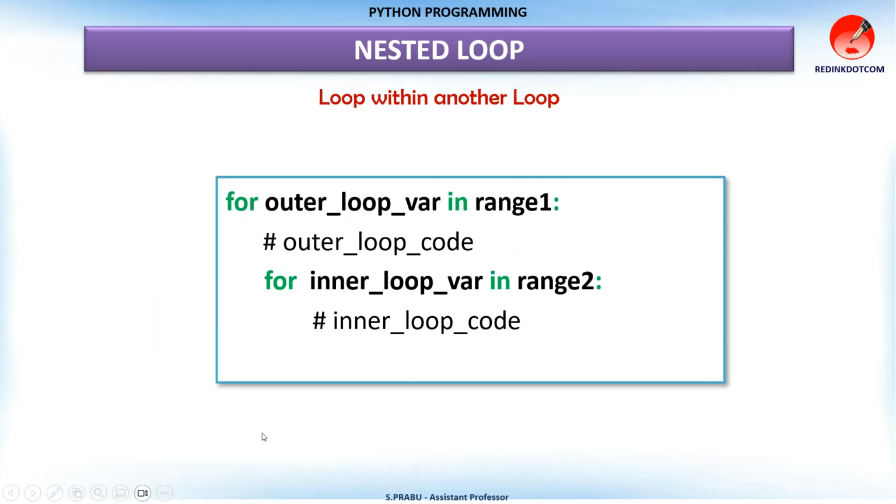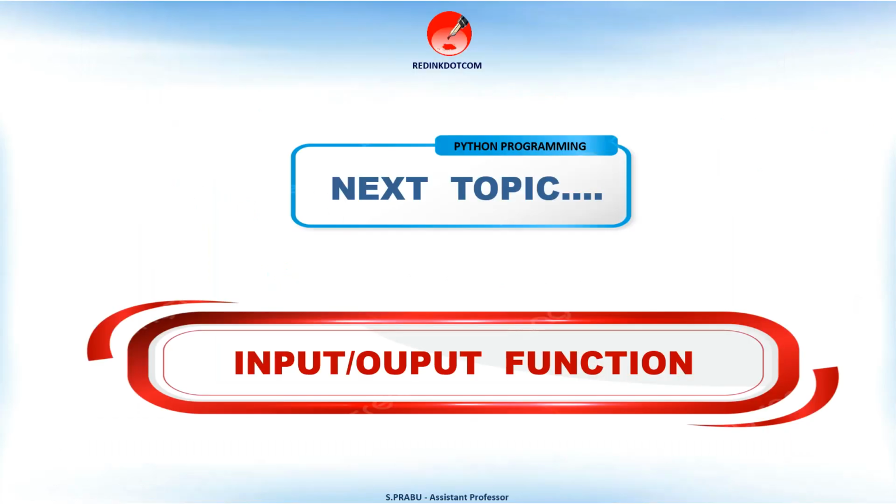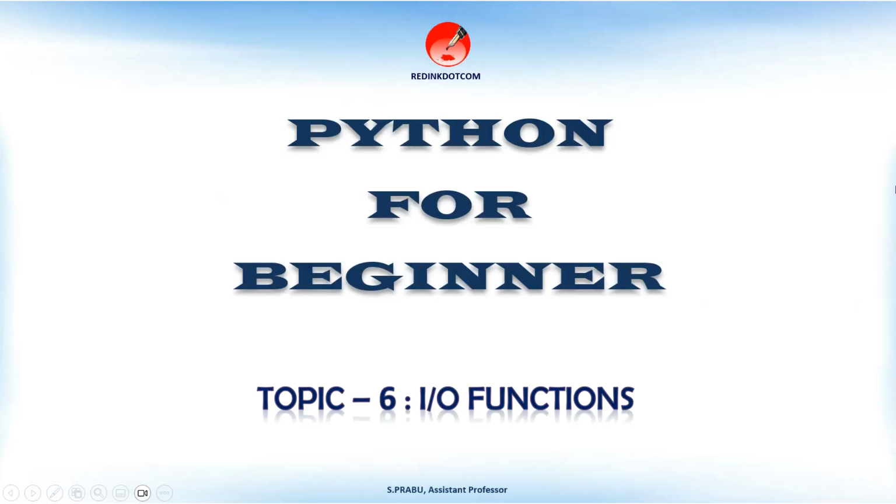So we should know how to use this end parameter as well as the new line in an appropriate place to make our desired output. So up to this, the looping statement part is over. Next concept is input and output functions. In this part, we will see what input-output functions are available in Python and how to use them.